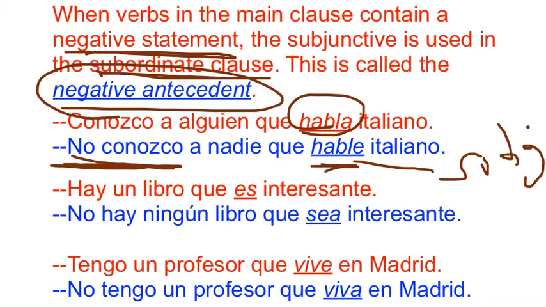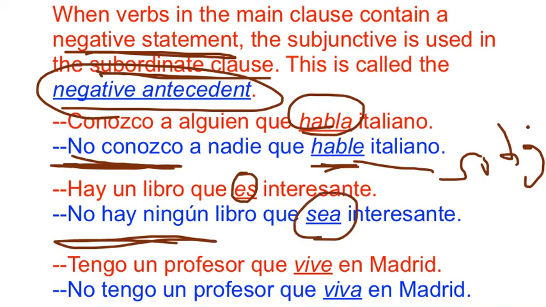Here's another example. Hay un libro que es interesante. There's a book. It's right there. There's a book, or you know that a book exists, that is interesting. As opposed to the negative antecedent here. No hay ningún libro que sea interesante. So that would be the subjunctive right there because of the negative antecedent.